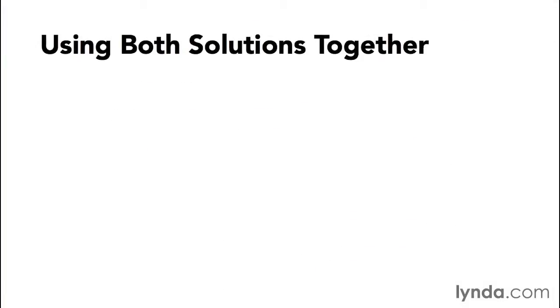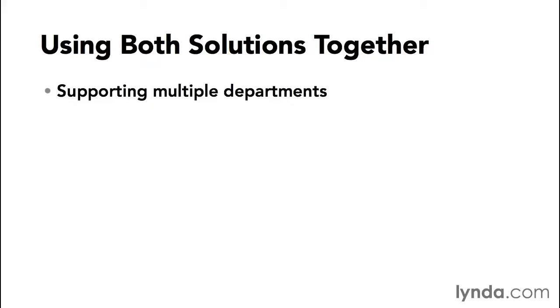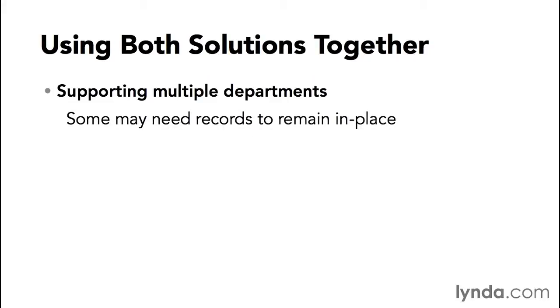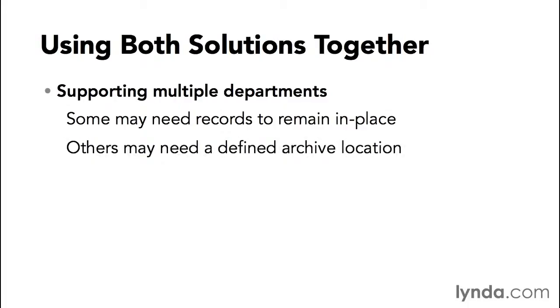You can also use both solutions together. For example, you may be supporting multiple departments, and some departments may need to have the content stored in place, and some may need to have a defined archive location. For example, there may be some departments that are working with current projects or with records related to current employees or students. In other cases, it may be very clear a document is a record, and you may want to send that to the archive.